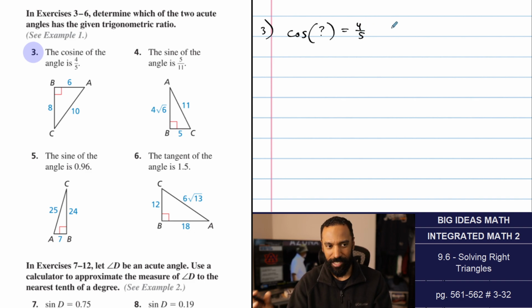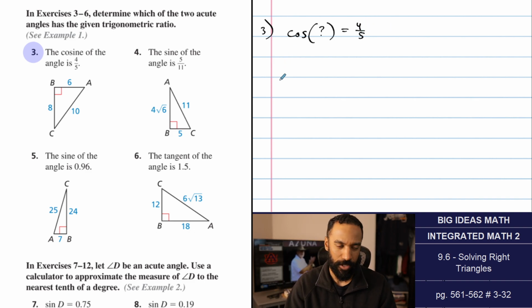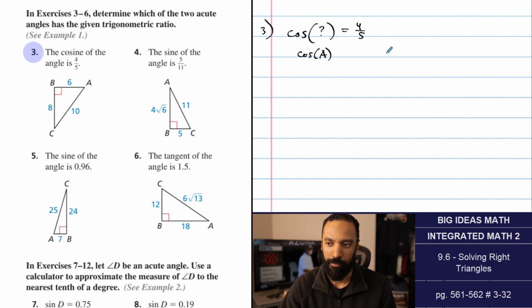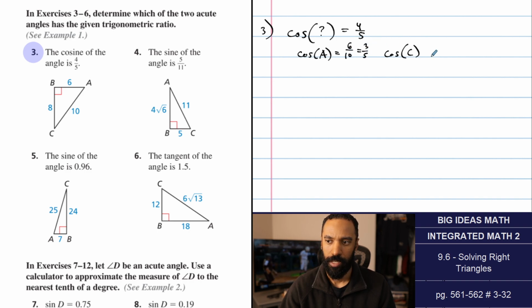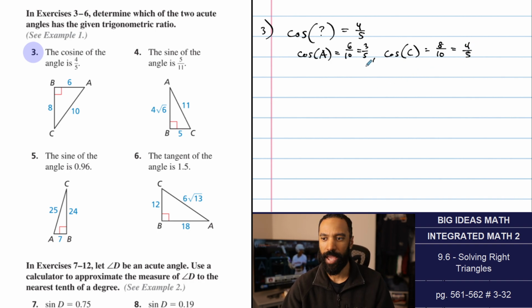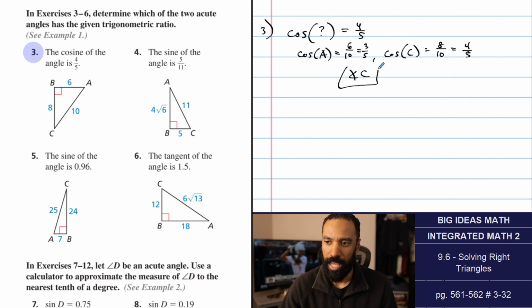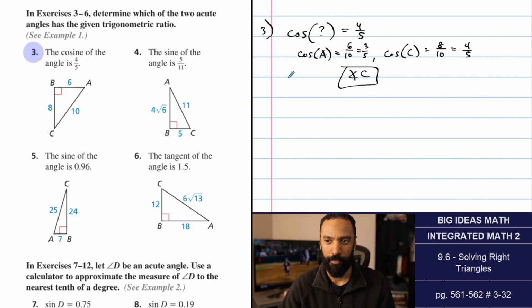So I guess the test is take the cosine of A, I'll follow how the book does it. Take the cosine of A, at least to begin with, and the cosine of C, B is a right angle, and figure out which one is 4/5. Cosine of A is 6 over 10, which is 3/5. Cosine of C is 8 over 10, adjacent over hypotenuse, which is 4/5. So which acute angle? Angle C. Angle C is the one that gives us the 4/5 ratio.